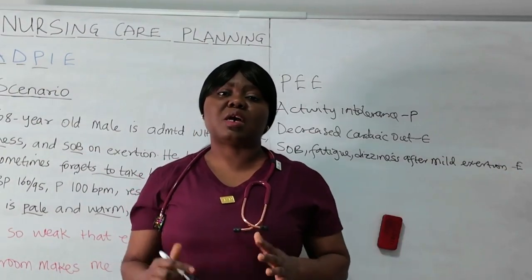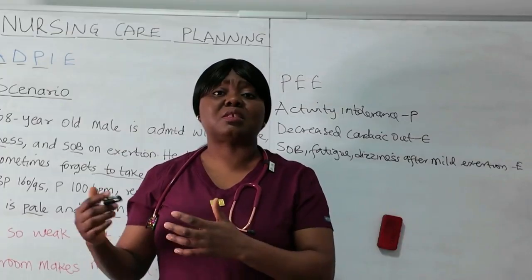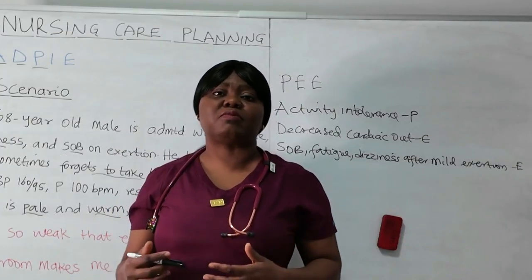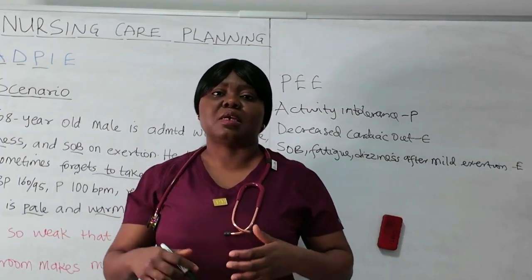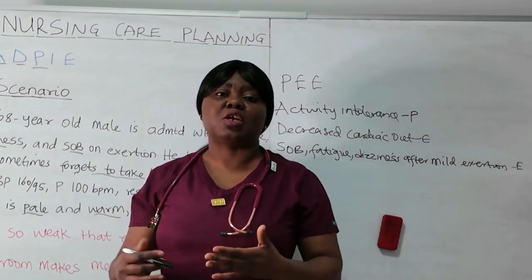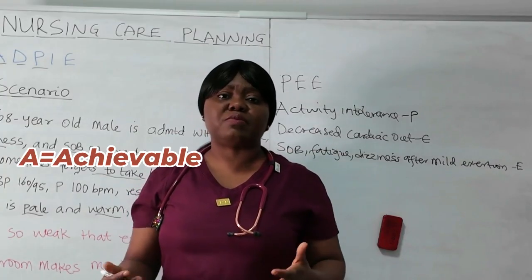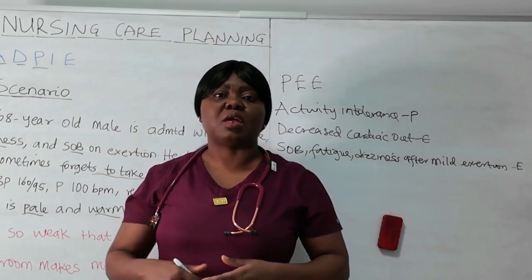Now, once you have known your diagnosis, the next thing is to plan. Of course, when you plan, you have to set goals, SMART goals. That SMART stands for specific, which is S. M has to do with measurable. It should be something you can measure to see that your goal that was set was achieved. And then the A has to be something achievable. So you can put a short-term goal and a long-term goal.